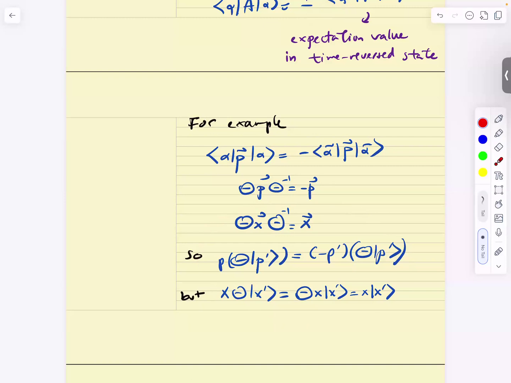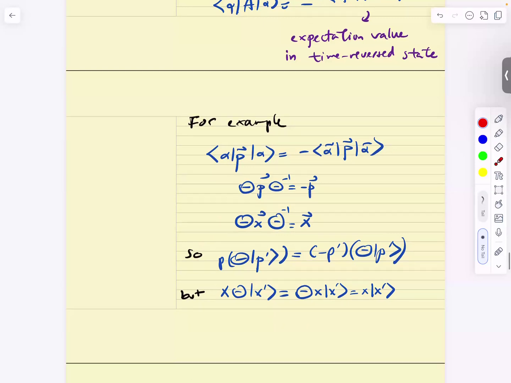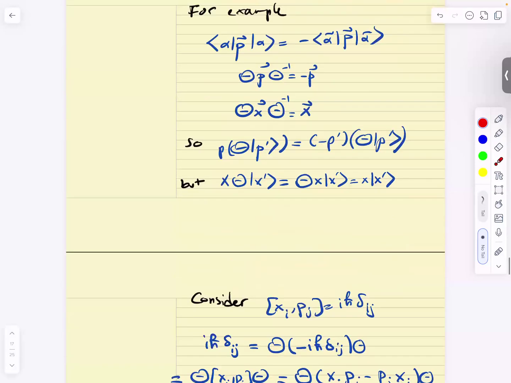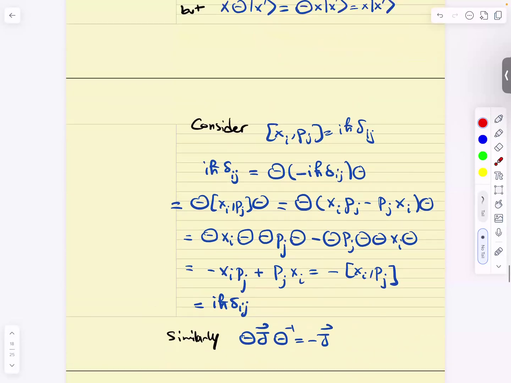For those of you who know a little bit about relativity, I encourage you to think about multiplying these two operators and playing around with it. Okay. One more thing.